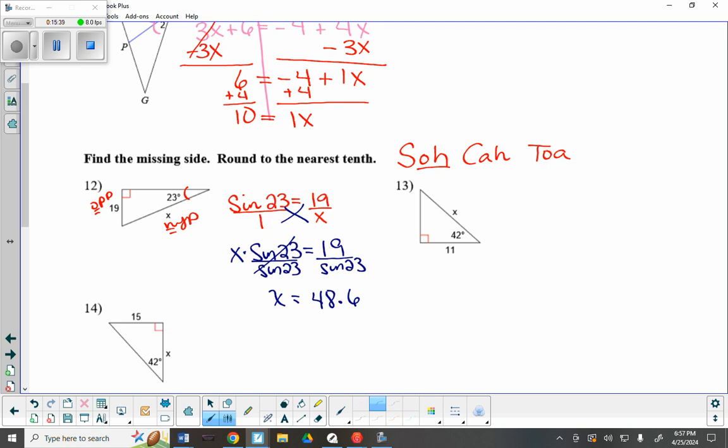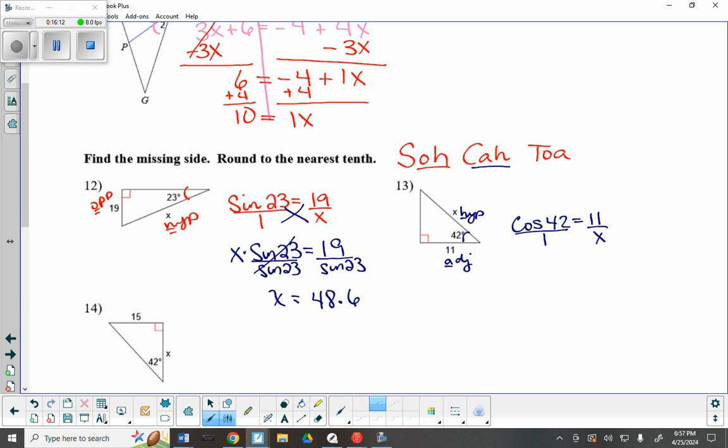Okay, in the next example, again, we're looking for a side, so we'll mark the angle, and this x is the hypotenuse because it's right across from the right angle, and 11 would be the adjacent. So we're talking about the A and the H, which is cosine. So the cosine of 42 is equal to the adjacent, which is 11, over the hypotenuse, which is x.